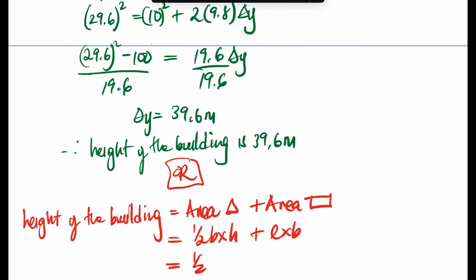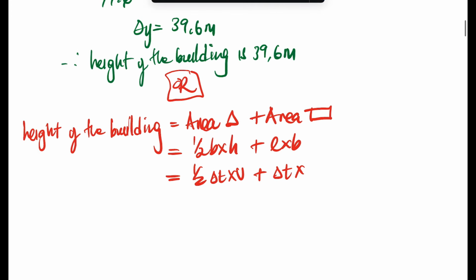The breadth there in the triangle is the time, and the height is the velocity, plus the length there in the rectangle, which is the longest side, is the time. The breadth is the velocity. So let me substitute now.